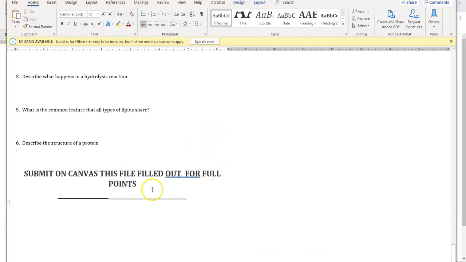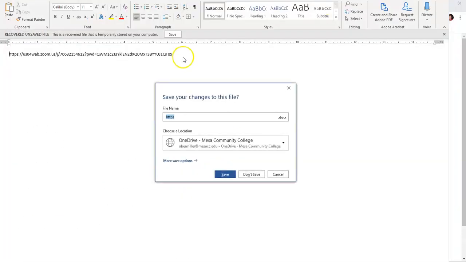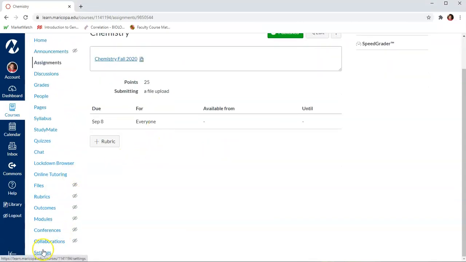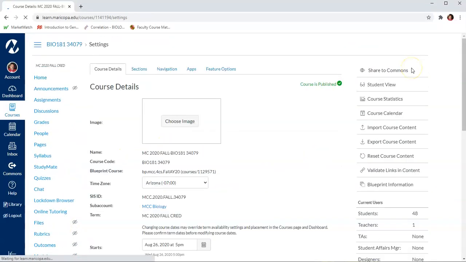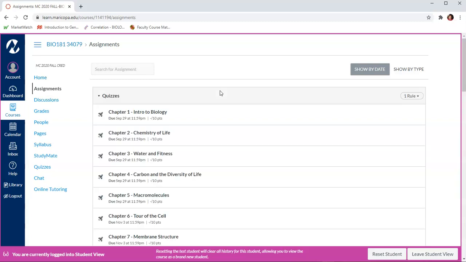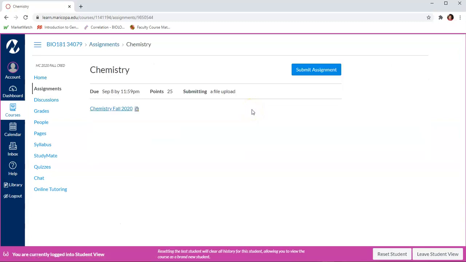And then once you're done, once you fill that all out, you're going to submit it on Canvas. So I'll show you how to do that. I can't submit it here, so I'll go to settings and show you the student view. So we'll go back to the chemistry, and you'll get this blue box that says submit assignment.